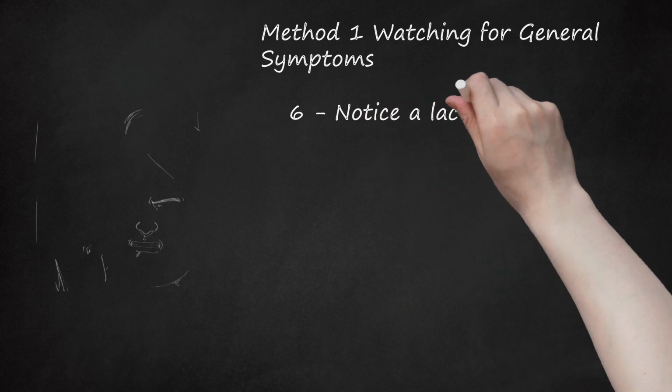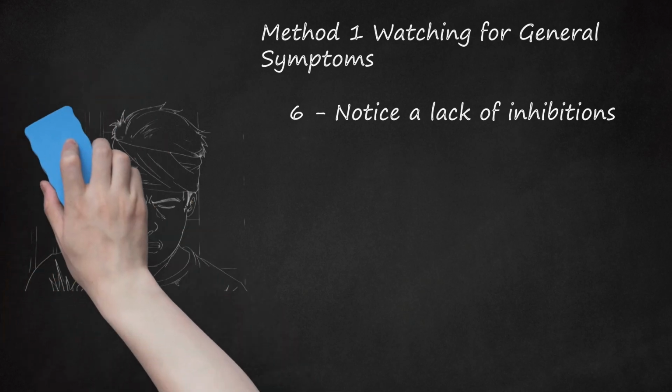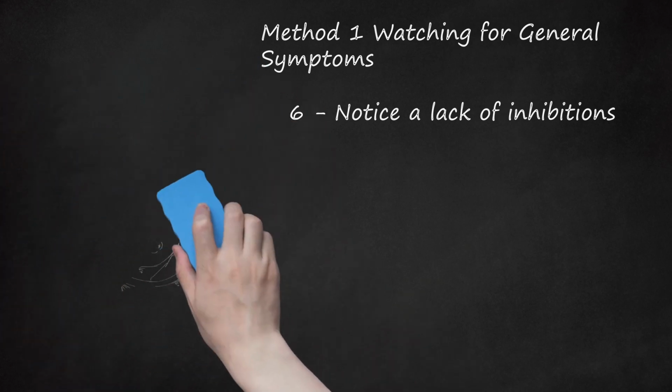6. Notice a lack of inhibitions. Club drugs lower people's inhibitions. Often, they feel good due to the drugs and end up engaging in reckless behavior. This may be driving or doing other dangerous things while under the influence, or participating in risky sexual acts. Because of drugs, people may make poor judgments, which may lead to injury.